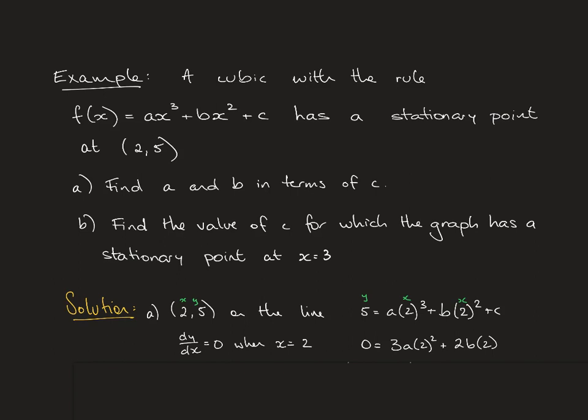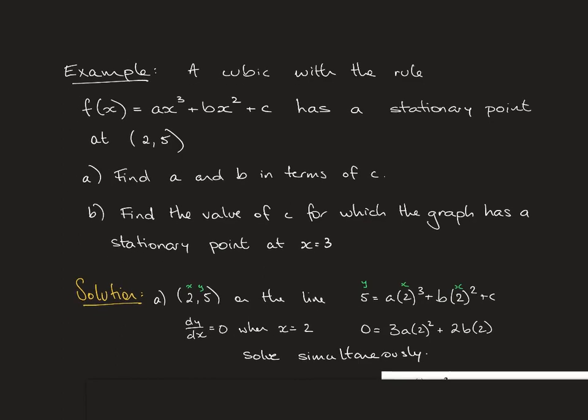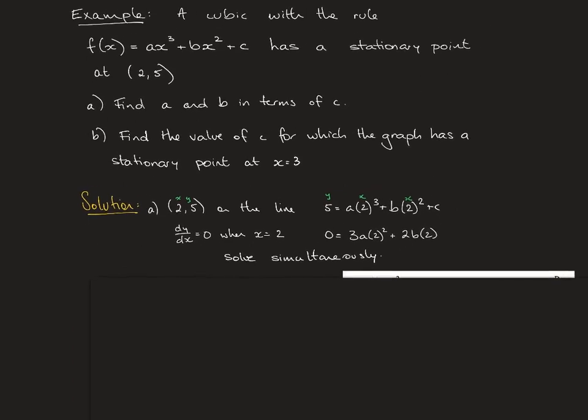We also know that the stationary point has a derivative equal to 0, and that occurs when our x is equal to 2. So we take our derivative formula, let it equal to 0. So 0 is equal to 3x squared, and our x is going to be worth 2, plus 2bx, and our x is worth 2. And then we're going to solve those. So what I've done is I have also gone and solved this using the CAS calculator simultaneously. And so I want to bring this up so that you can see what I've done.